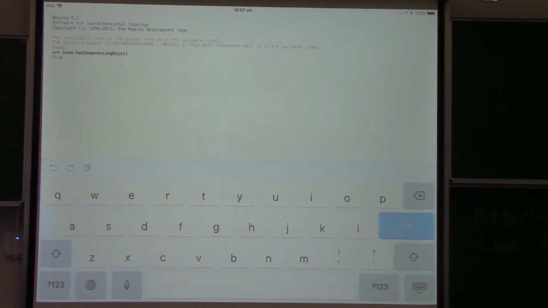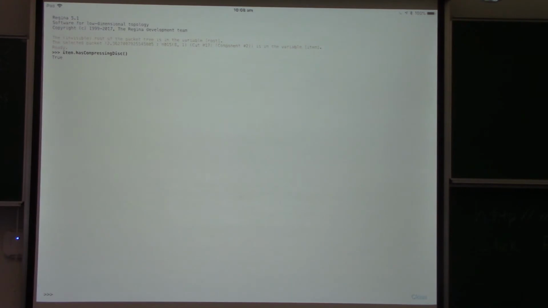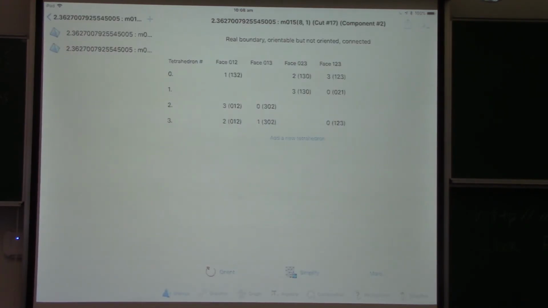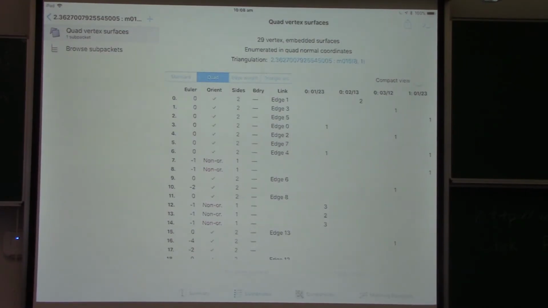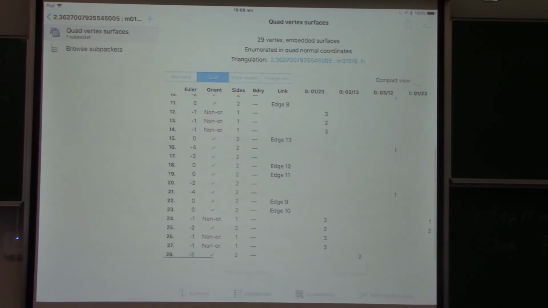If you want to find it for yourself, you enumerate normal surfaces, look for disks, and cut along them. So you can do as much by hand as you would like. Okay, so that one's compressible. Where's an incompressible surface? Number 25 is an incompressible surface.